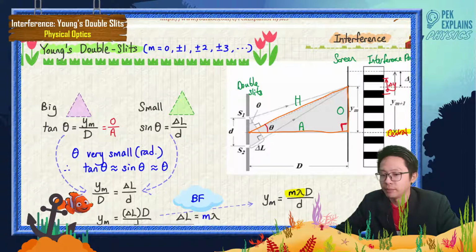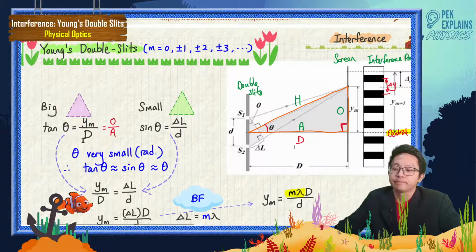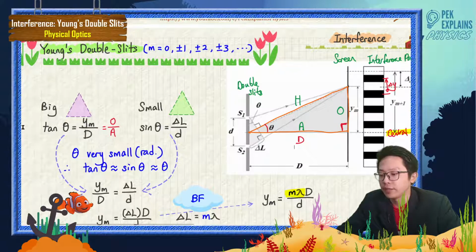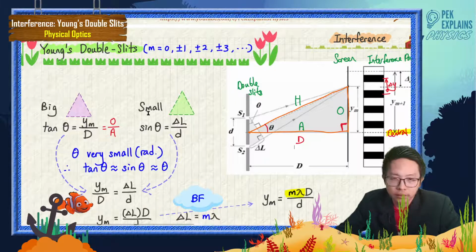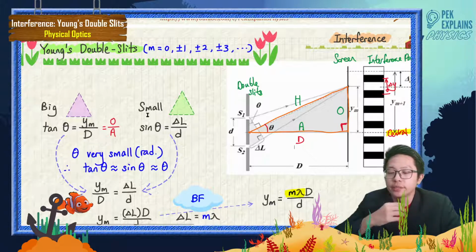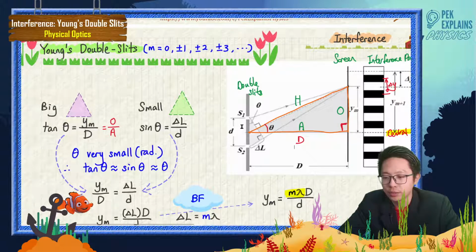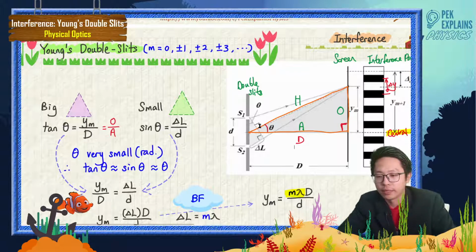I just write over here. This is the big D. Ym over big D. So tangent theta is ym over big D. All right, now we have this formula already, tangent theta equal to ym over big D. Now, the next triangle is a small triangle, which is this one. Now we can write off that one.